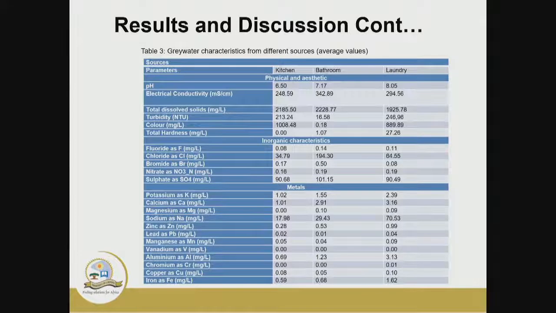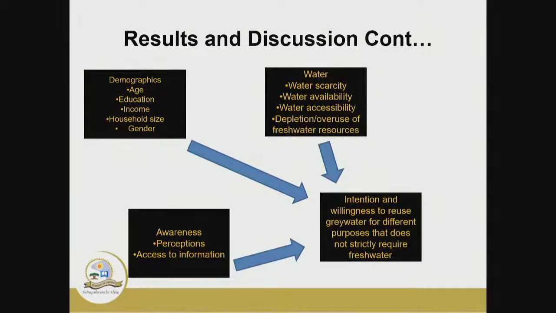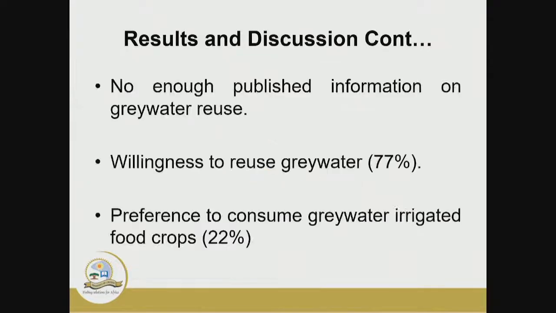Displayed here are the laboratory results of the 93 samples collected. During the analysis, it was discovered that the demographics of Atoka Village, the awareness and perceptions, the water scarcity, availability, accessibility, and also the depletion or overuse of fresh water resources had an effect on the intentions and willingness of the household to reuse their grey water. It was also found that there is not enough published information on grey water reuse that Atoka Village households have access to.